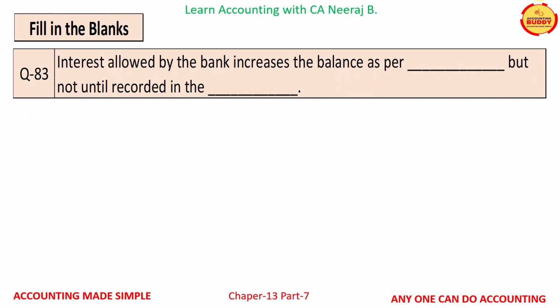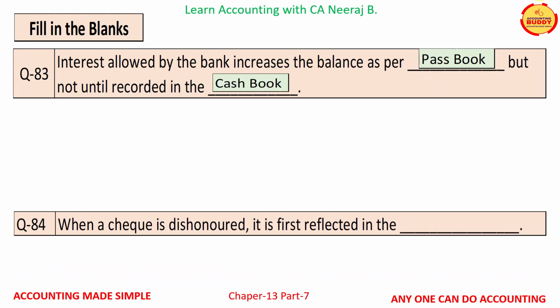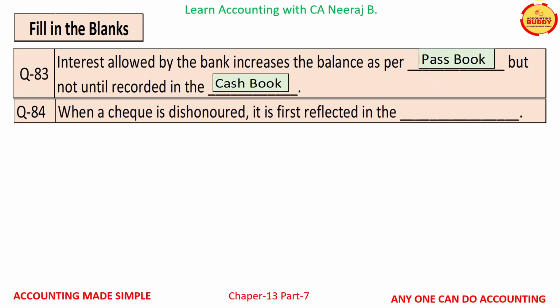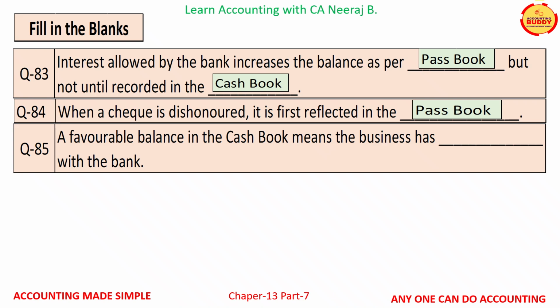Question number 83: interest allowed by the bank increases the balance as per dash but not until recorded in the dash. The correct answer is passbook and the cash book. Question number 84: when a check is dishonored, it is first reflected in the dash, and the correct answer is passbook. Question number 85: a favorable balance in the cash book means the business has dash with the bank, and the correct answer is deposits with the bank.